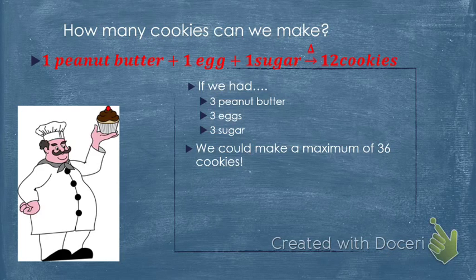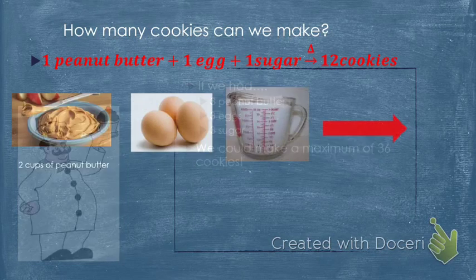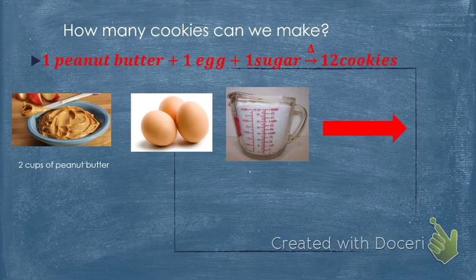So let's try something that may be a real-world example here, at least in my kitchen. Here, we have 2 cups, or 2 units, of peanut butter. We have 3 eggs. And we have, in case you can't tell from the picture, 4 cups, or 4 units, of sugar. Now it's no longer 1 to 1 to 1, which is what the recipe, or the chemical reaction, calls for. So at most, we're going to run out of and use up the peanut butter first.